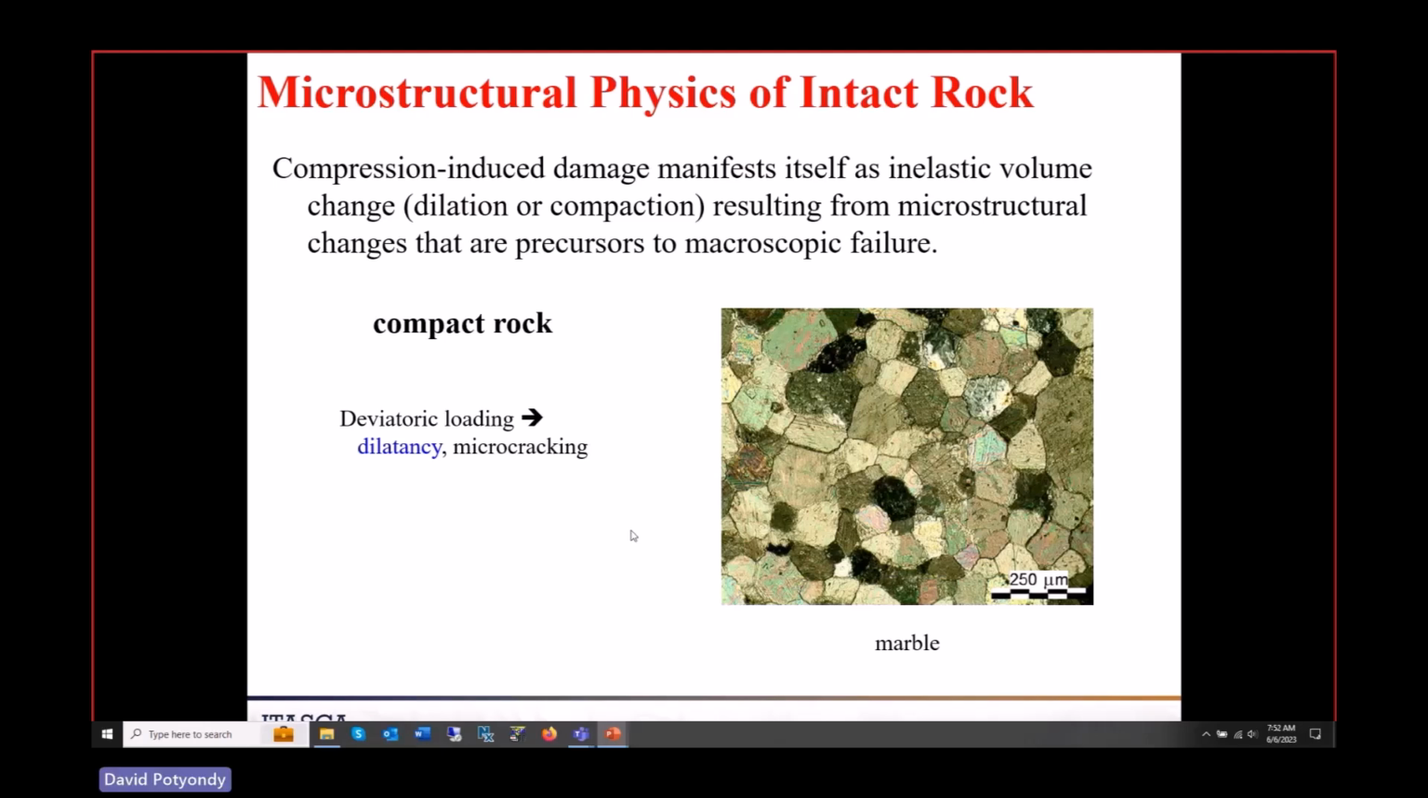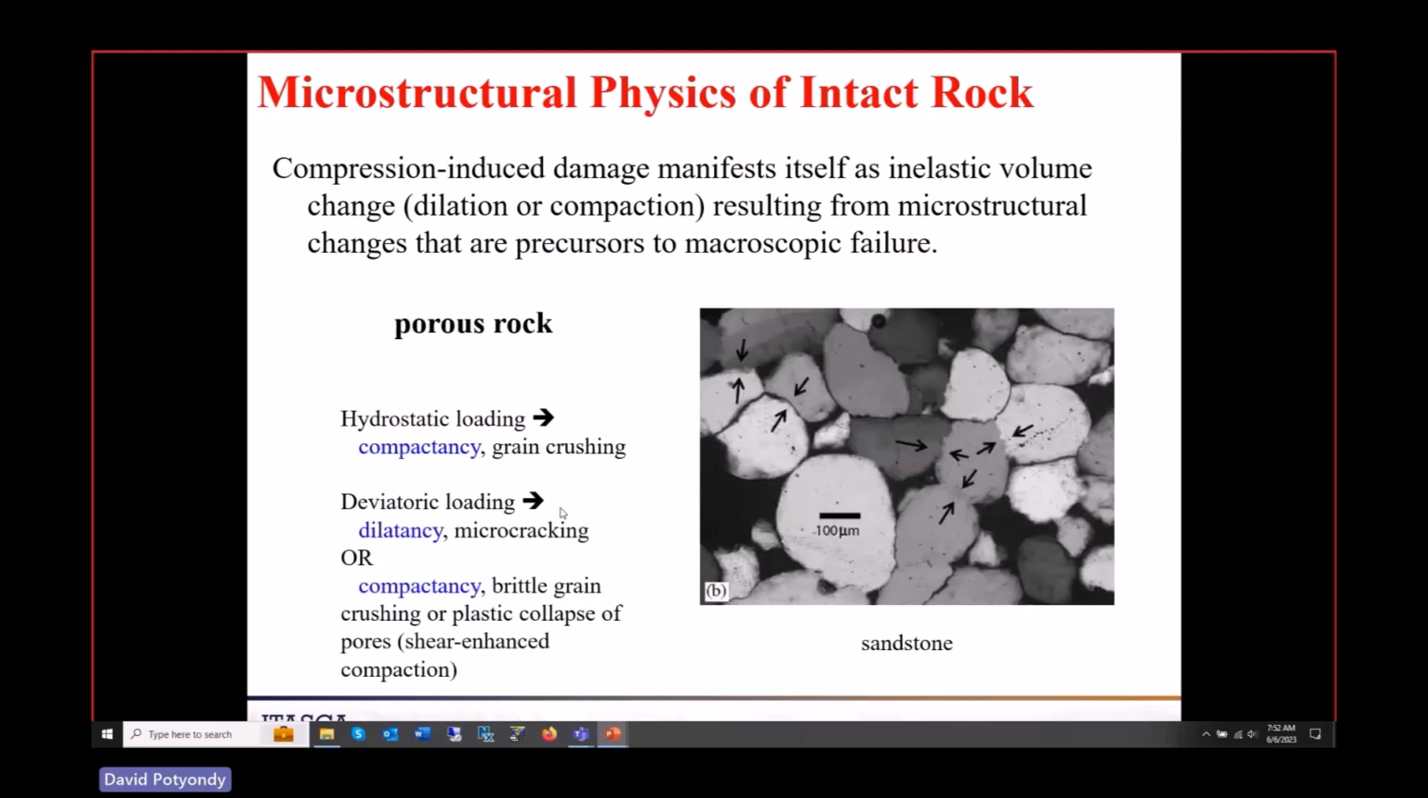If you have compact rock, you also see dilatancy, but now it's not because the grains are rearranging and repacking, it's because you get microcracking. You're squeezing it vertically, you're getting expansion horizontally, and it's usually because most of the cracks are oriented this way. If I squeeze it and get a crack going vertically, that causes a little bit of opening in the horizontal direction. So in compact rock, you're getting microcracking, which is giving dilatancy.